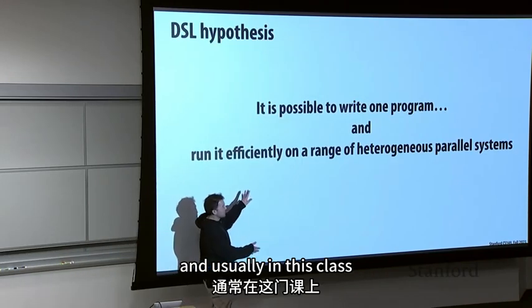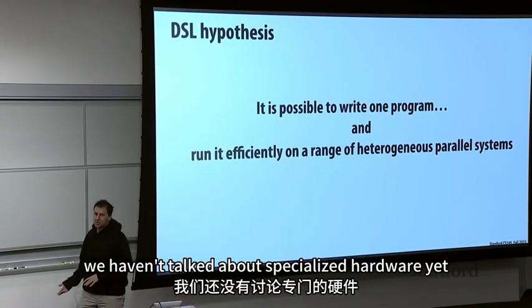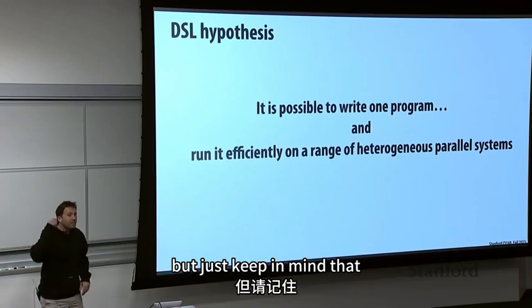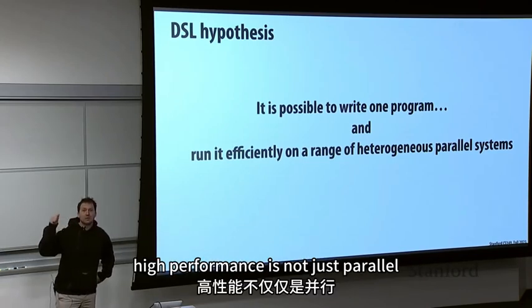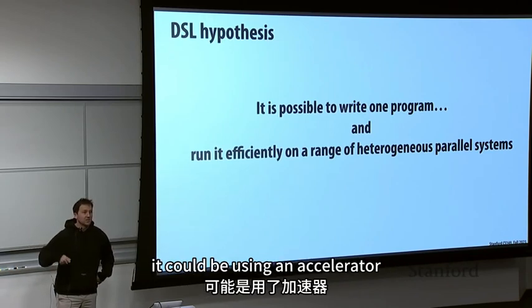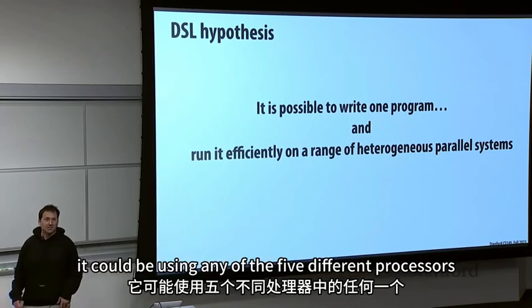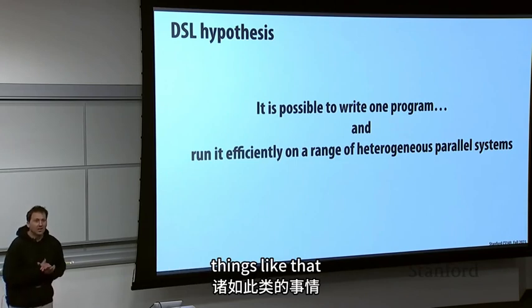And usually in this class, we give you this lecture after we've talked about specialized hardware. We haven't talked about specialized hardware yet. But just keep in mind that high performance is not just parallel, but it could be using a TPU, it could be using an accelerator, it could be using any of the 5 different processors that are in my Apple Watch, things like that.